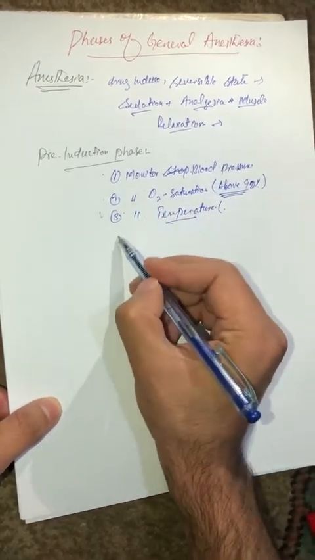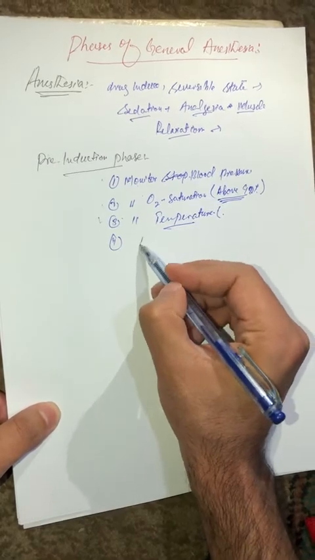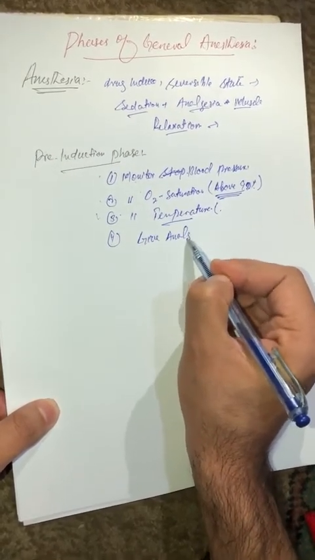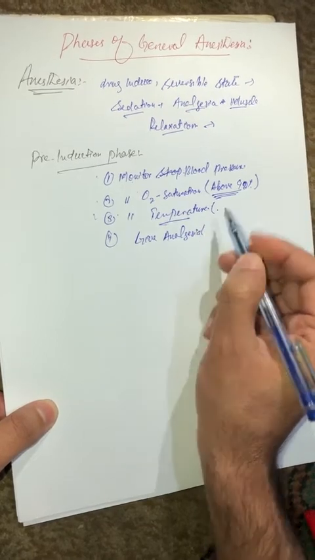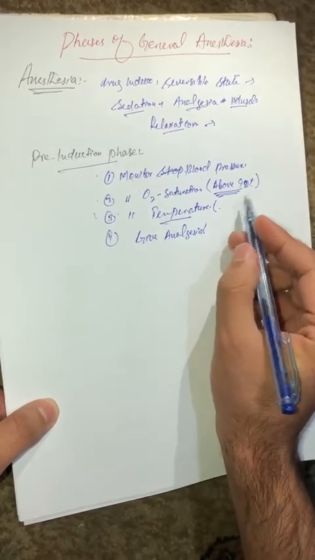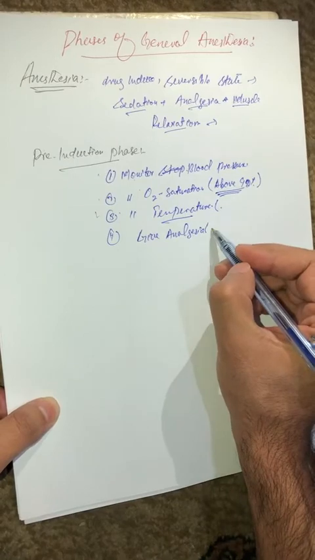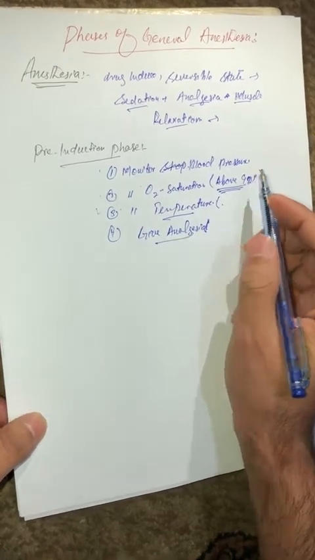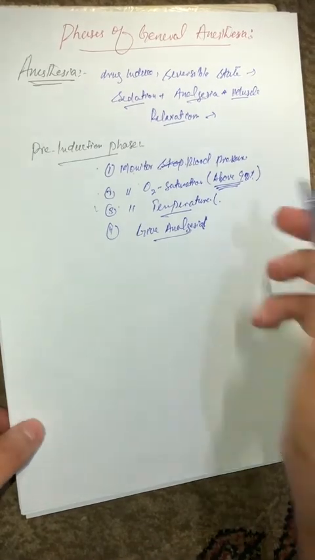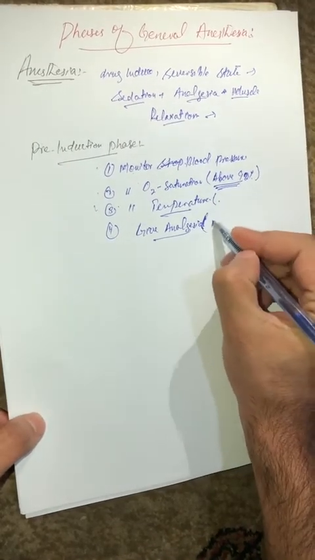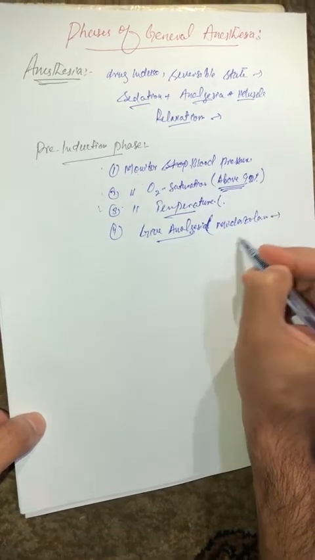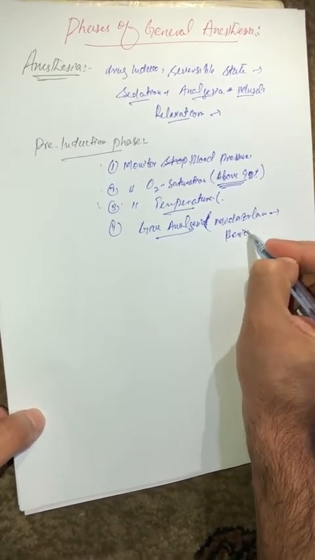The fourth one is give analgesia, because analgesia is a painkiller and it takes time. Its effects take so much time to start, so you will give analgesia in the pre-induction phase. For example, you will give midazolam, which is a benzodiazepine.